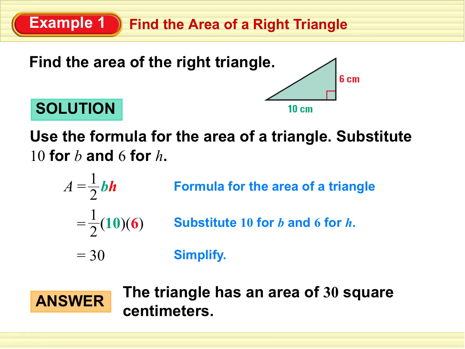All right, moving on to 8.4, finding the area of a right triangle. Keyword: right triangle. By right, we know that this sign right here means 90 degrees. That is very important when we are trying to find the height of the triangle.